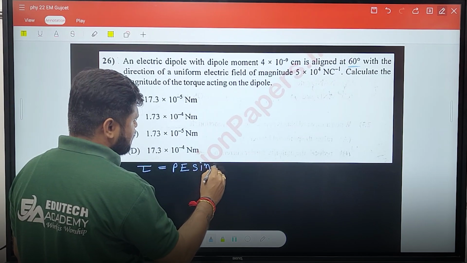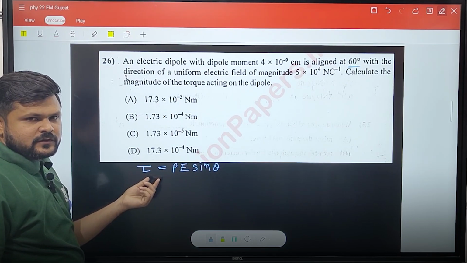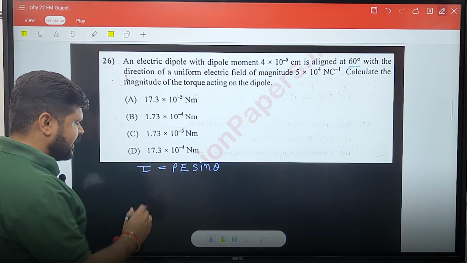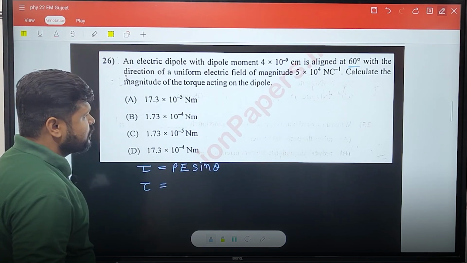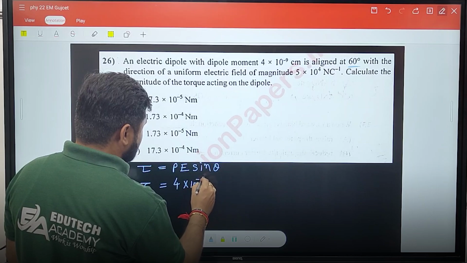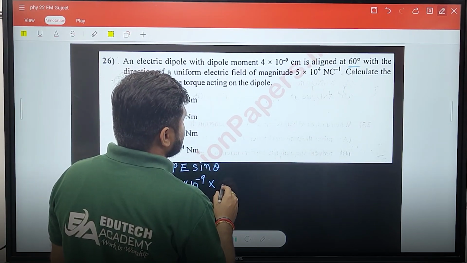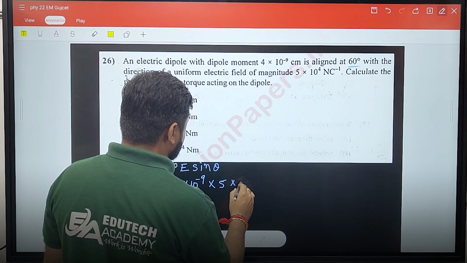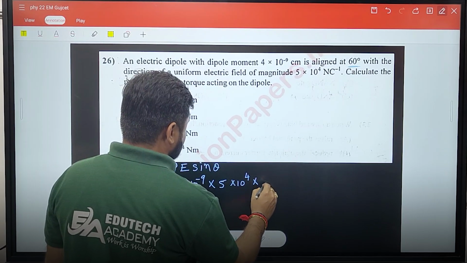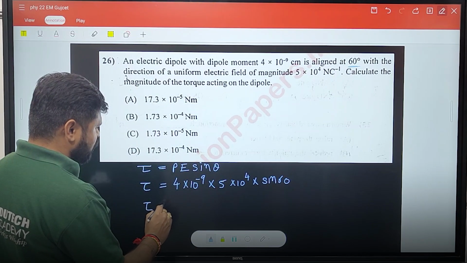It is PE sin theta. Torque on a dipole when it is placed in a uniform electric field is PE sin theta. Place all the values. P is 4 into 10 raised to minus 9. E, the electric field, is given as 5 into 10 raised to 4. And sin theta is sin 60. The value of sin 60 is root 3 by 2.